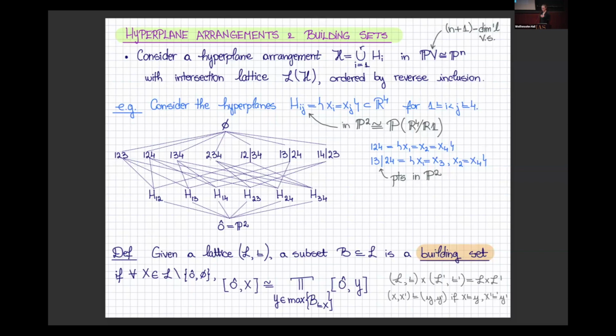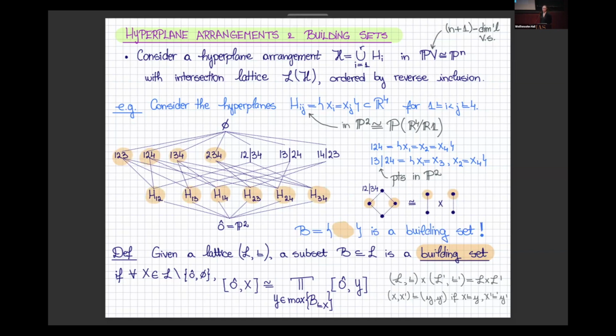And given a lattice with some partial ordering on it, a subset B of the lattice is a building set if for every element x of my lattice that is neither the unique minimal element 0 hat nor the unique maximal element, which is the empty set, the sublattice consisting of all the elements between 0 and x is isomorphic to the product of the sublattices 0y as y ranges over all the maximal elements in my set B that are at most x. Here, by a product of two lattices, I mean take their Cartesian product as the underlying set and then put the partial ordering where a pair in the Cartesian product is at most another pair if the same is true coordinate-wise.